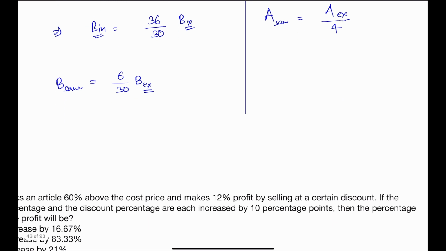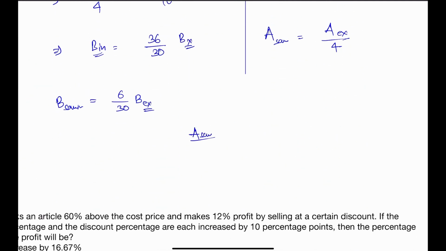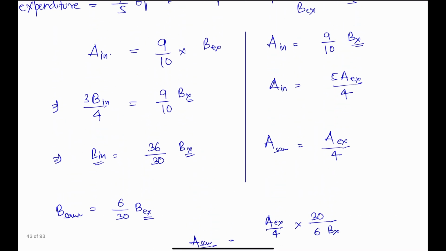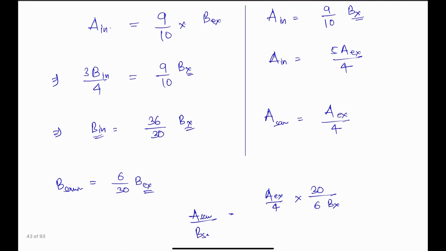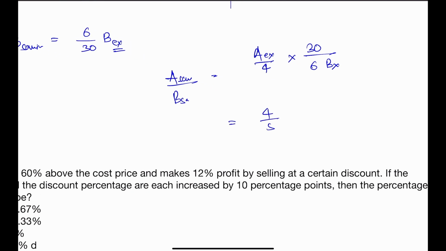And the ratio was asking for A saving upon B saving. So A's expenditure upon 4 divided by 6 upon 30 of B's expenditure. A's expenditure upon B's expenditure is nothing but 4 by 5. So it can be written as 4 by 5 into 1 by 4 into 30 upon 6. 4 will go, 30 upon 6, 6 5s are 30, 1 is to 1.